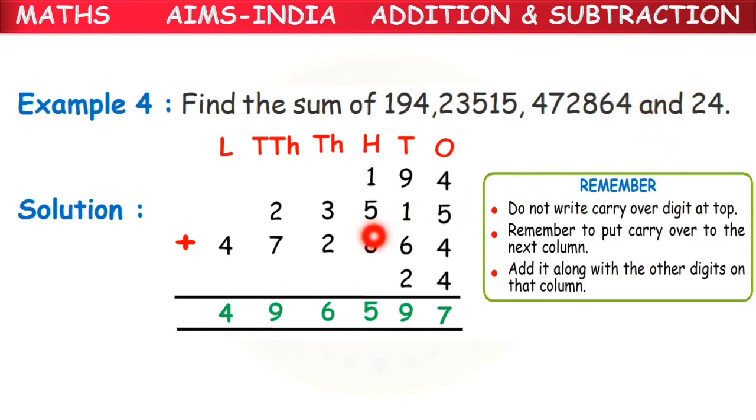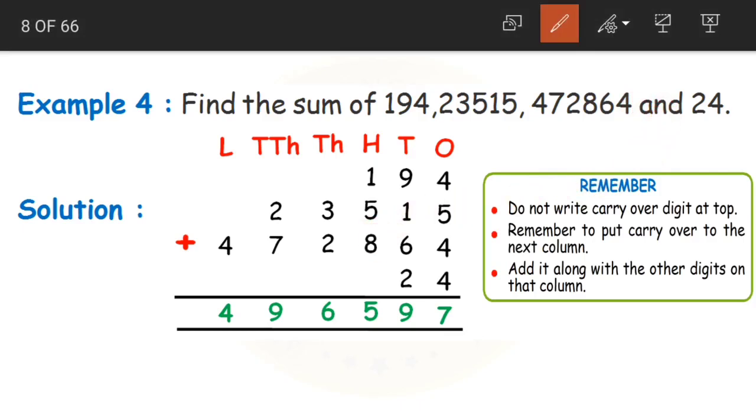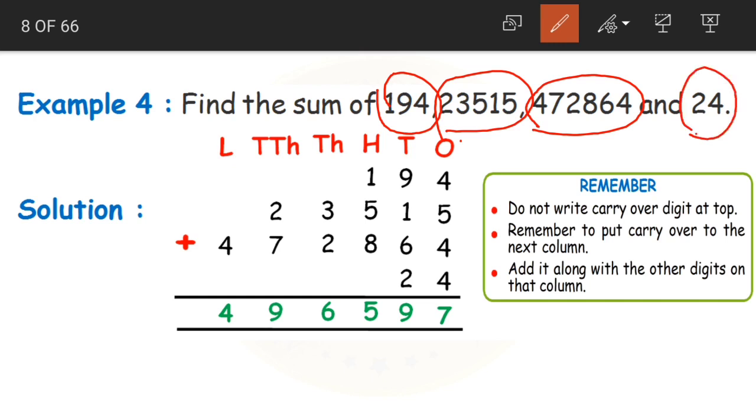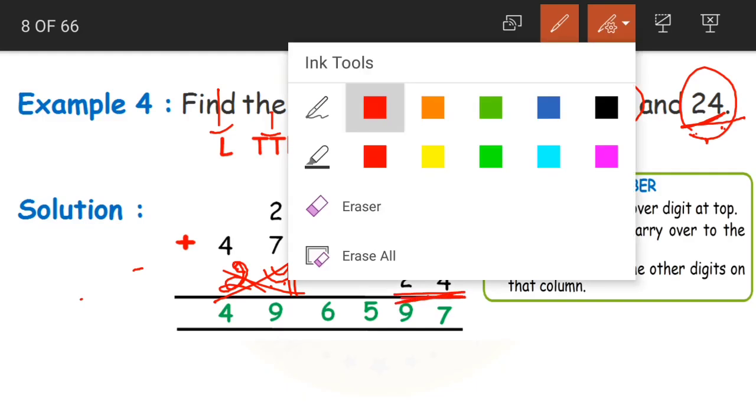Again, another example of addition. Here we are having 4 numbers, 194, 23,515, 4,72,864 and the number 24 here. Now again, the first step would be what? To write in their respective place values. Now look at the number 24 here. We should not write 24 here. Why? Because if you write 24 here, 4 will be in 10,000s place and 2 will be in lakhs place. But originally 4 is in ones place and 2 is in tens place. Yes. So we should write in their place values only.